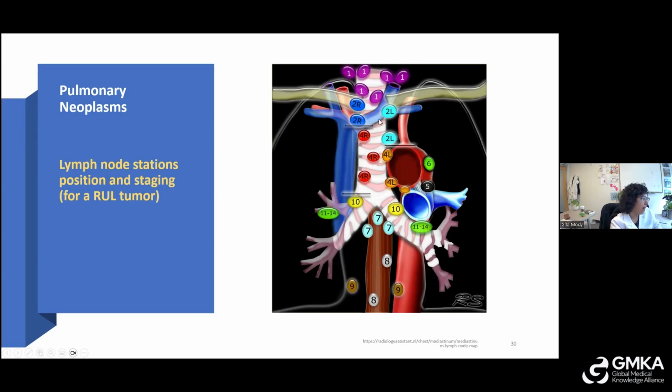That's why we use this map to understand, in common language, just like with breast cancer, what station the lymph node is, what degree of regional involvement that represents, and therefore what stage the patient is.